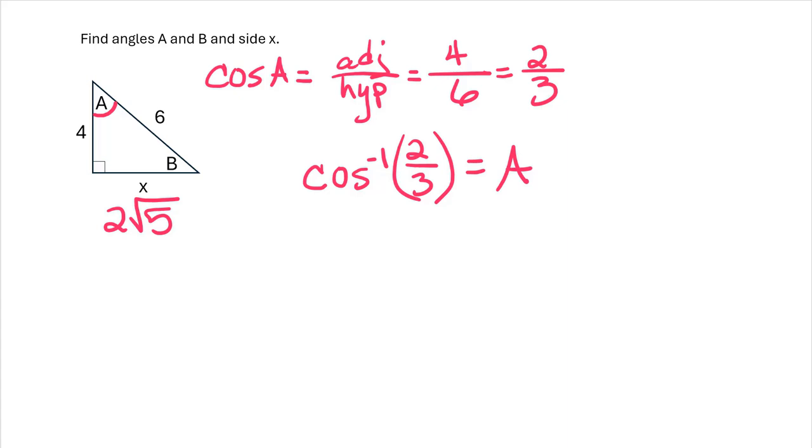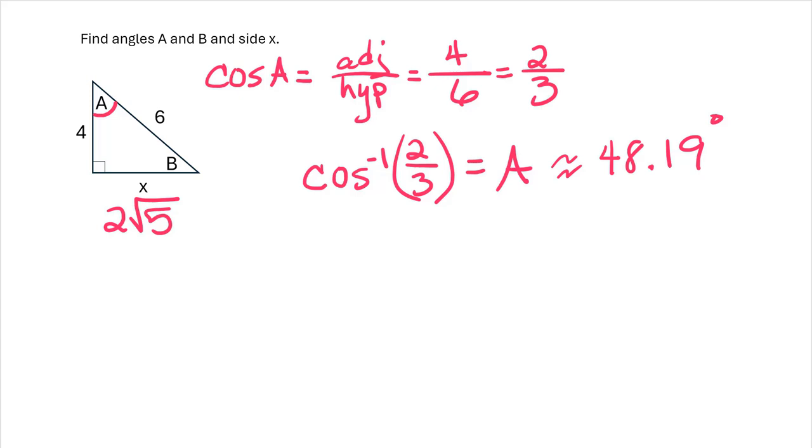So you're going to punch that into your calculator. You're going to hit 2 divided by 3 equals, and then you're going to hit inverse cosine. And you should get that A is about 48.19 degrees.